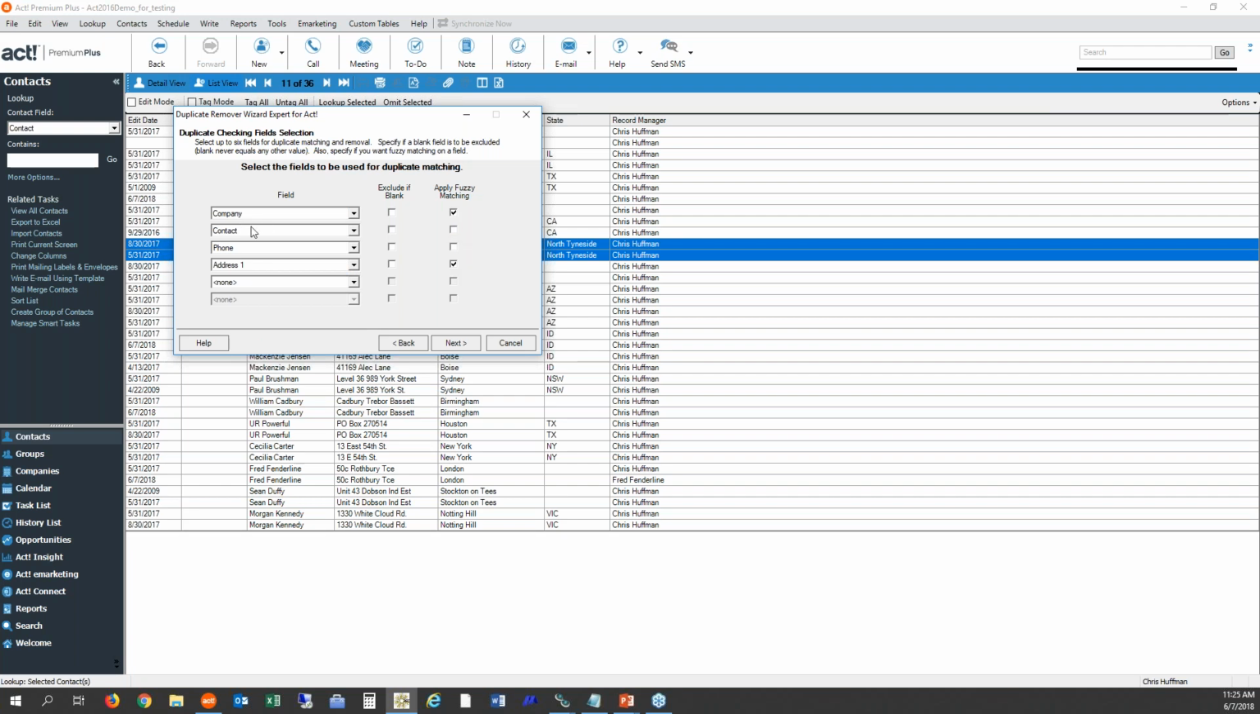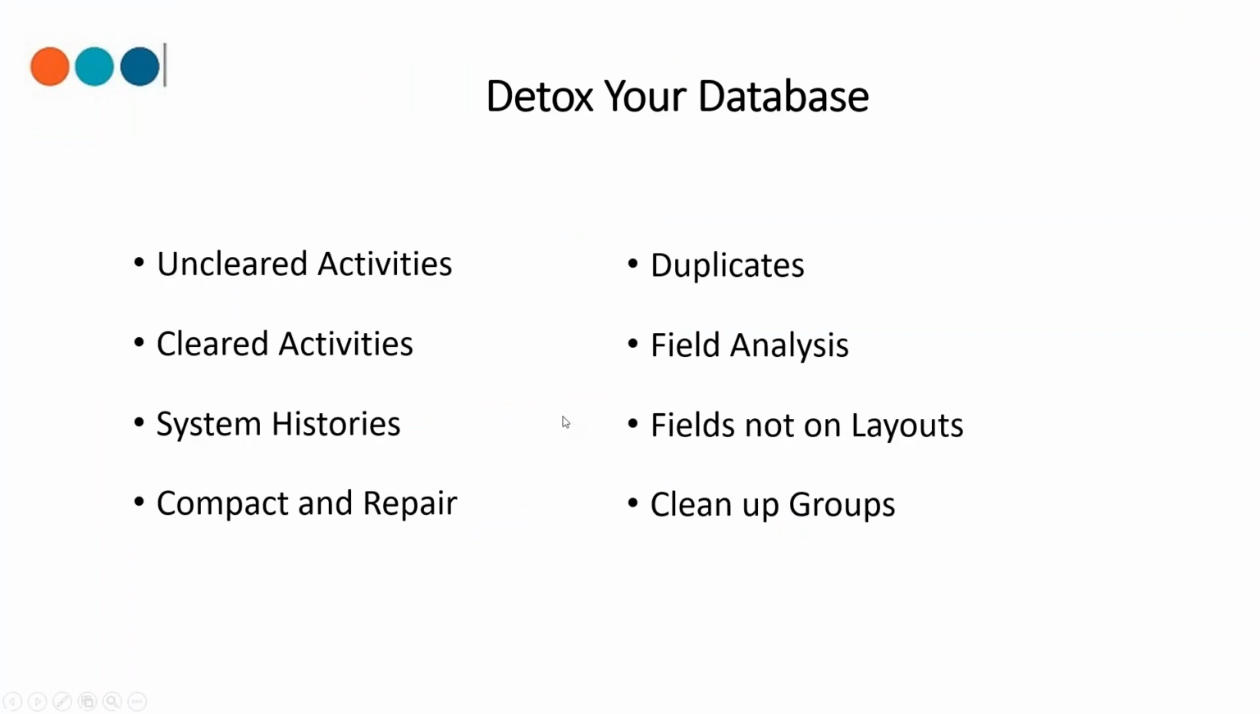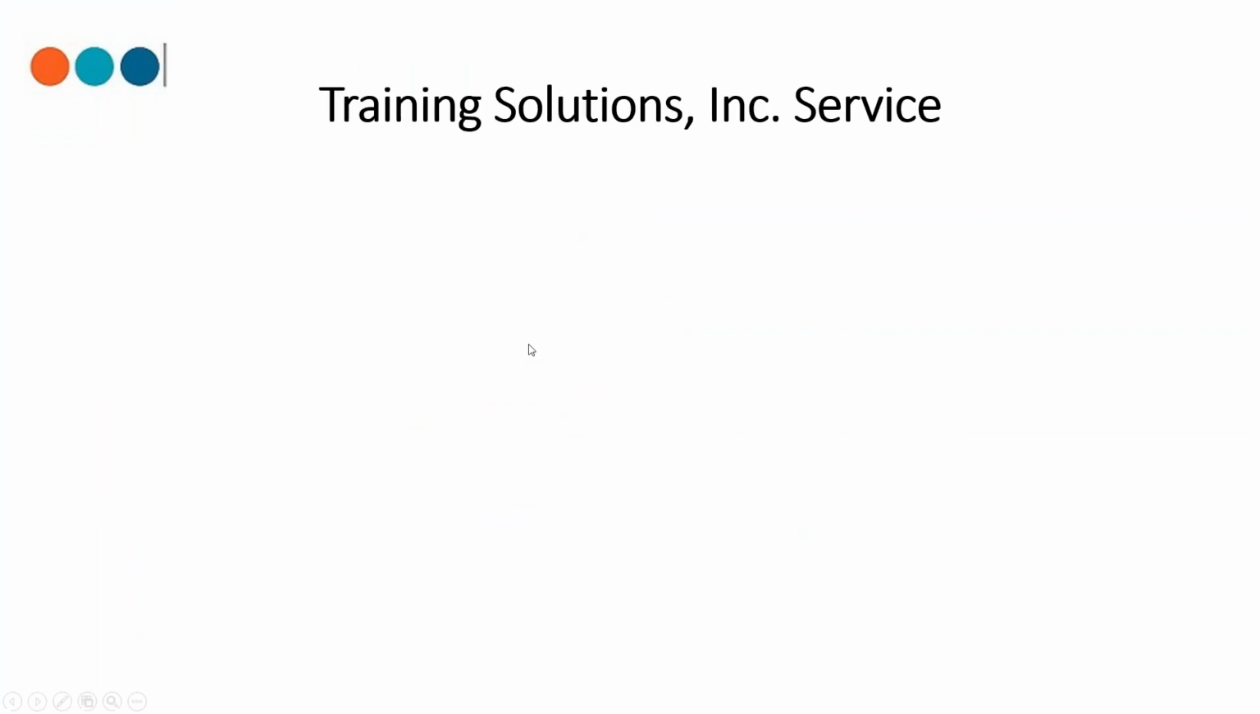So for company, what would be an example of fuzzy matching? Well, maybe one record for Joyce has Training Solutions, and another record for Joyce has Training Solutions, Inc. By applying fuzzy matching, you'll be surprised at how many more duplicates this finds as opposed to the ACT duplicate checker program. And again, this is for a nominal fee as well. So I truly hope that this has given you what you need for ideas to detox your database.